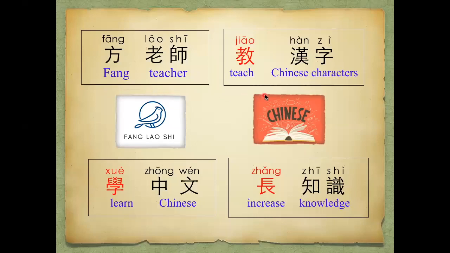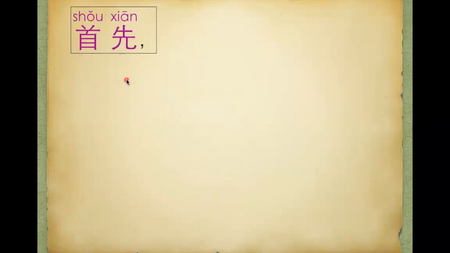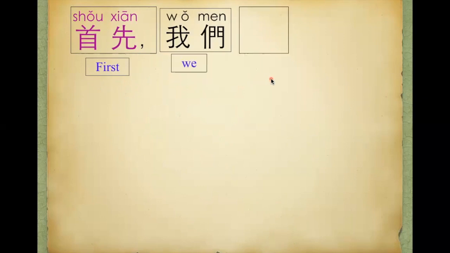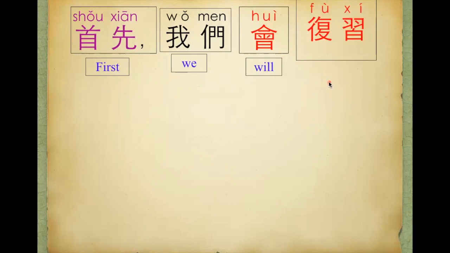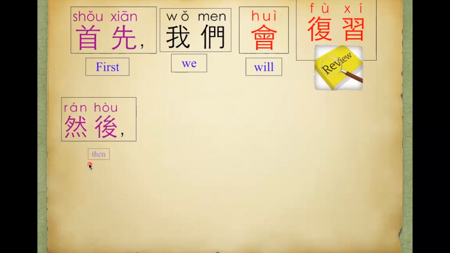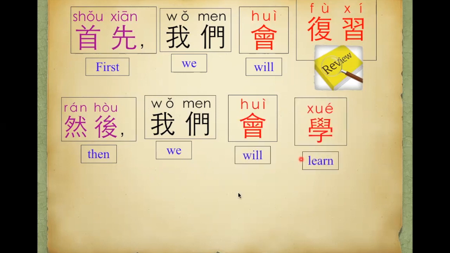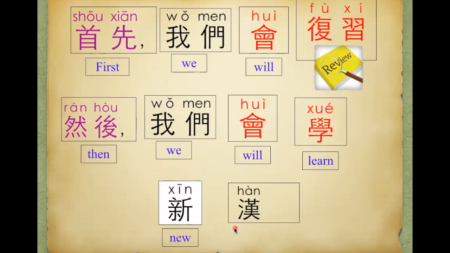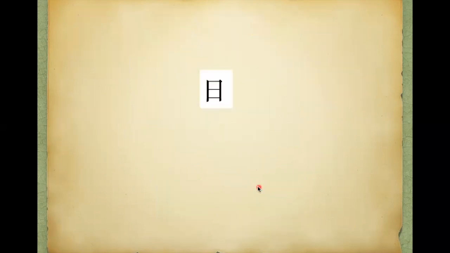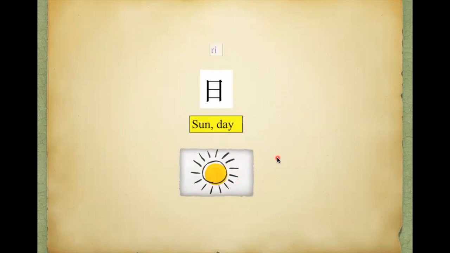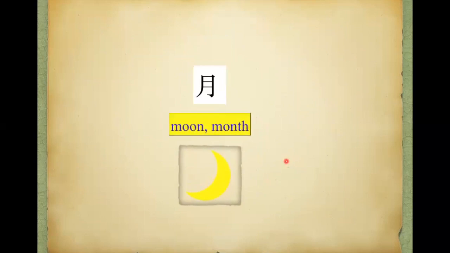方老师教汉字，学中文长知识。首先，我们会复习，然后我们会学新汉字。日 Sunday. 月 Moon month.